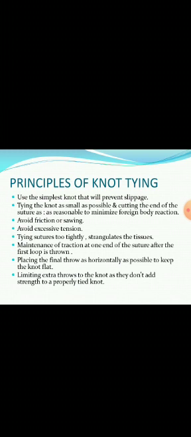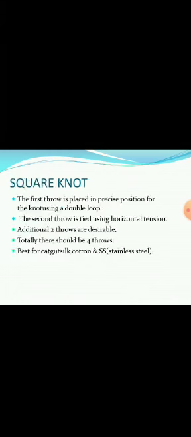Avoid friction, avoid excessive tension. Tying sutures too tightly strangulates the tissues. Maintain traction at one end of the suture after the first loop is drawn. Place the final throw as horizontally as possible to keep the knot flat, limiting extra throws to the knot as they don't add strength. The types of knots are the square knot, surgeon's knot, and Granny's knot.